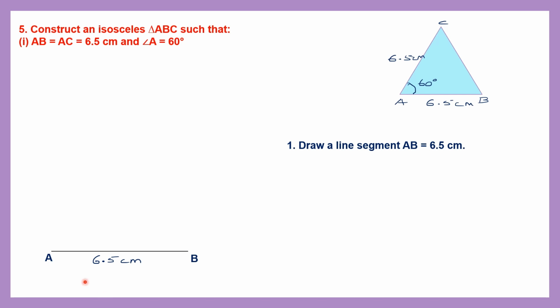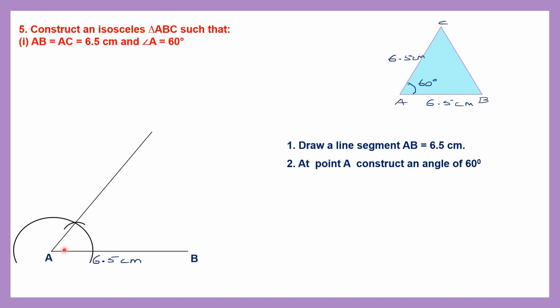Then what is the next step? The next step is at point A, construct an angle of 60 degrees. See here at A we have 60, so we have to have 60 degrees here. So how do we construct an angle of 60 degrees? First step, draw an arc. Now place your compass needle here and cut this arc. So we've cut it at a point. That point is 60 degrees. So draw a line. We've got 60 degrees there.